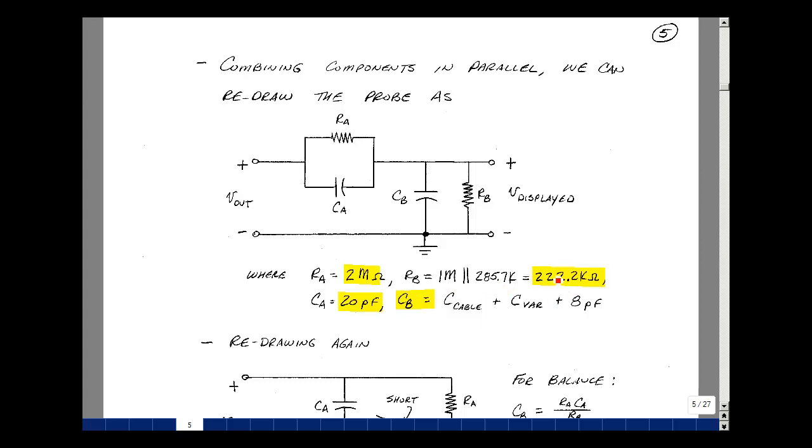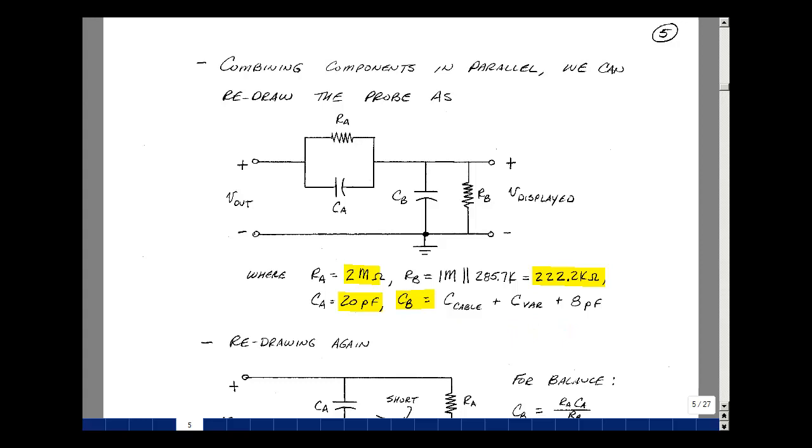And then I had the capacitance of the cable, which is about 10 picofarads per foot, the 8 picofarads of the scope itself, and then a variable capacitor. These are just a series of metal fins interwoven, so as you turn the set screw, we can change the effective capacitance. So our total capacitance, I'll call that C sub B, is going to be whatever the cable turns out to be, wherever we set the variable capacitance, plus the 8 picofarads of the scope.